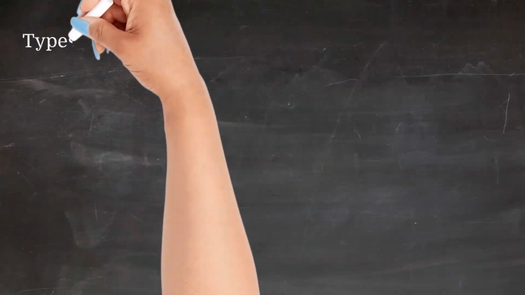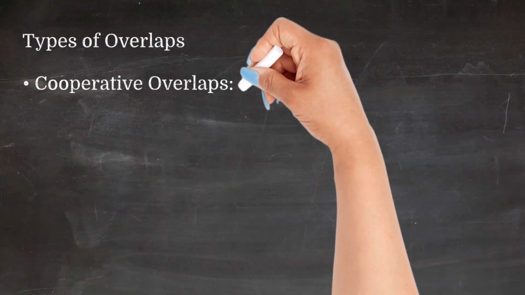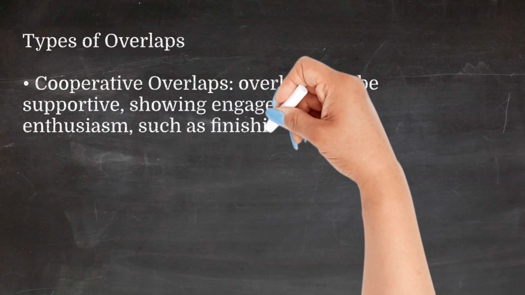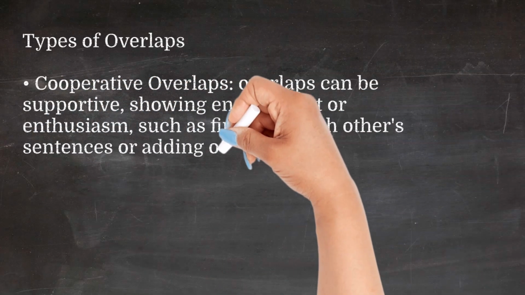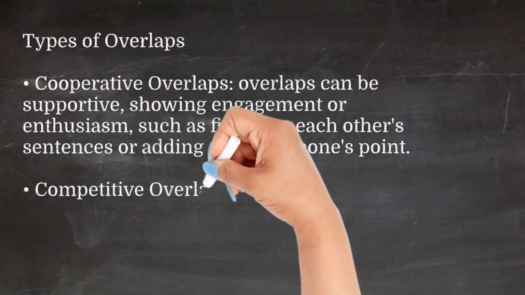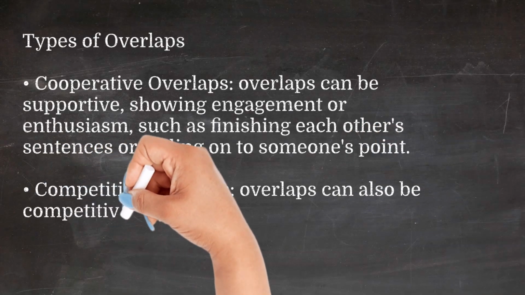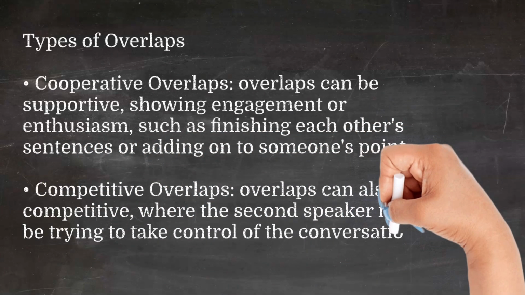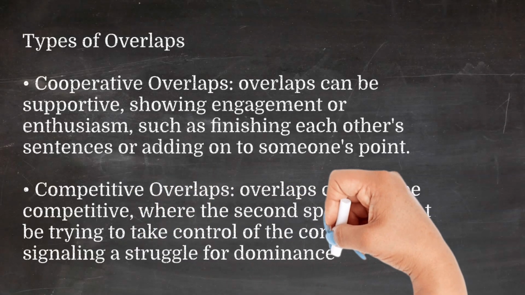When we talk about overlaps, we can distinguish between two types. Cooperative overlaps are supportive, they show engagement and enthusiasm. For example, they happen when one speaker is finishing the other speaker's sentence or adding on to someone's point. Overlaps can also be competitive.